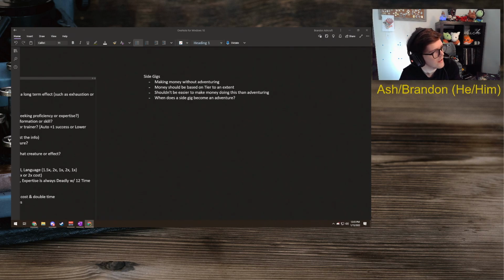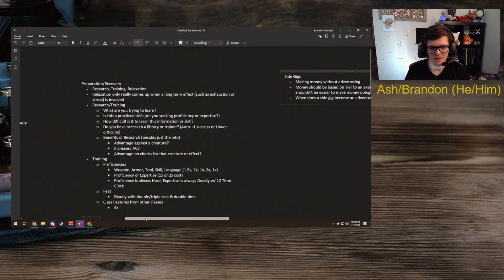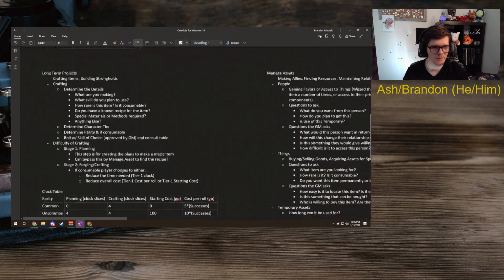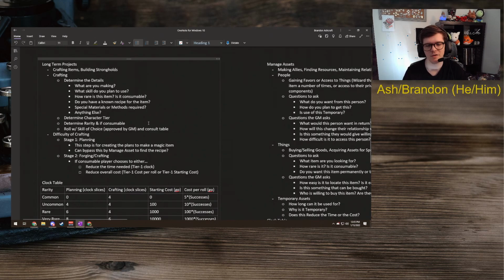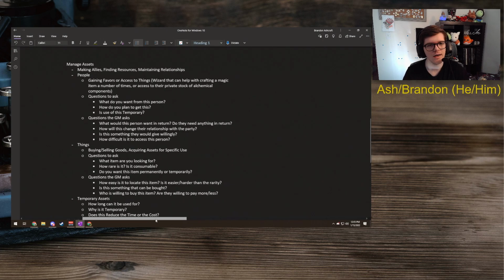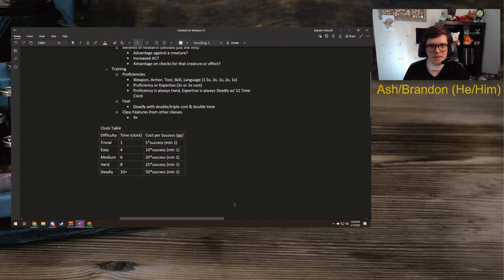Yeah, Gandhian, I'll have to read through this again because it has been a bit. I think when I read it was 2016, so I'll have to look at that again. But yeah, we're doing a lot of the same work here. Like we've already talked about training to an extent, what that actually looks like. I haven't built out all the math yet, but I wanted to get the bare minimum going. And then we've also talked about long-term projects like crafting magic items, building strongholds, what I don't like about those, and then making allies, finding resources, and maintaining relationships, however that may be.